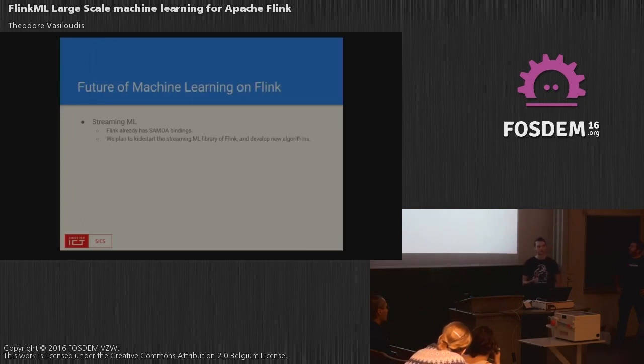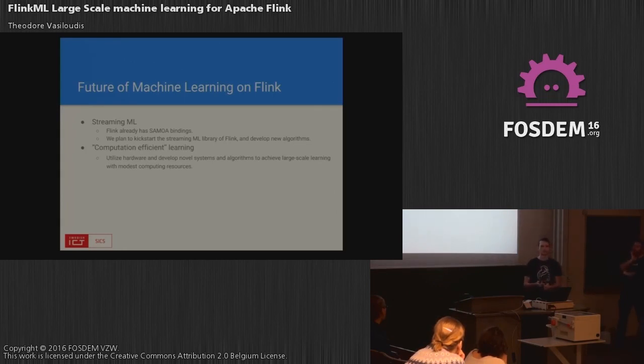For our long-term plans, we include two main areas. The first one is streaming and efficiency. For streaming, Flink already has SAMOA bindings, and SAMOA is perhaps the most popular online analysis platform out there currently. Our plan is to kickstart a streaming machine learning library that will include a number of machine learning algorithms. The other area of focus for us would be computation-efficient algorithms.